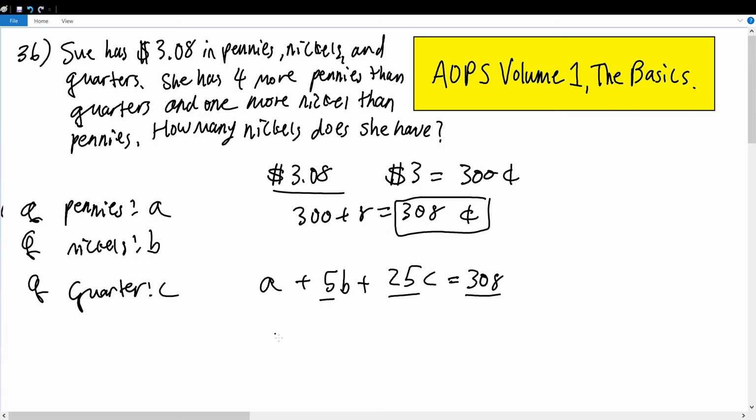We're also given that she has 4 more pennies than quarters. So the quantity of pennies minus the quantity of quarters must be 4. Furthermore, she has 1 more nickel than pennies. So the number of nickels minus the number of pennies must be 1. So now we have a system of 3 variables and 3 equations, hence it's solvable.